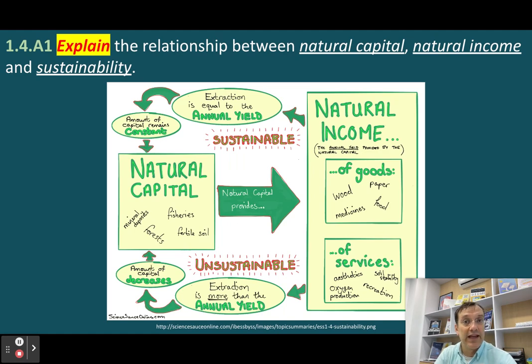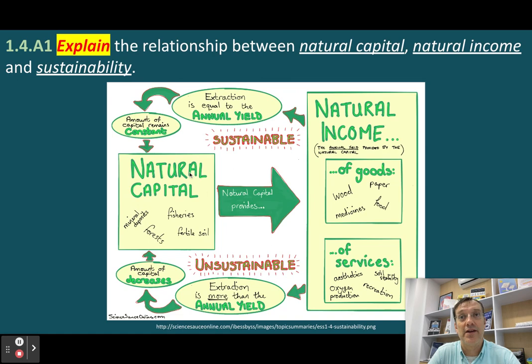So this might be a 4-mark question that you would encounter on an IB ESS exam. Explain the relationship between natural capital, natural income, and sustainability. So in your response, you need to have all 3 of those underlined words. And because this is explain, you need to tell how they are related and why they are connected.